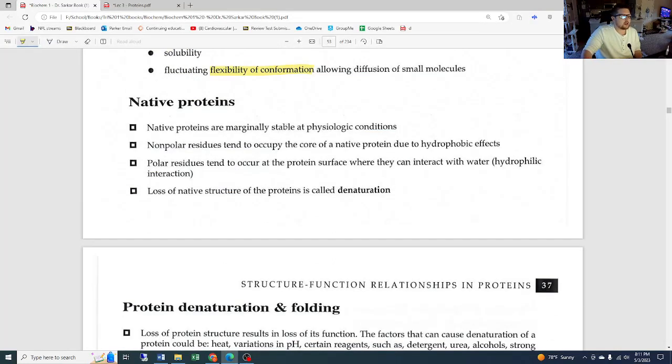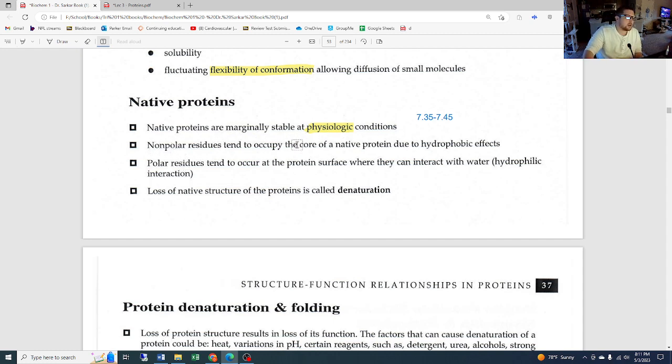Okay, so native proteins are marginally stable at physiological conditions. Physiological conditions are, I believe I mentioned this, our blood, our body likes a very specific pH. 7.35 to 7.45 is typically what people say, 7.3 to 7.4-ish. If our body goes outside of those physiological conditions, we start to have issues.